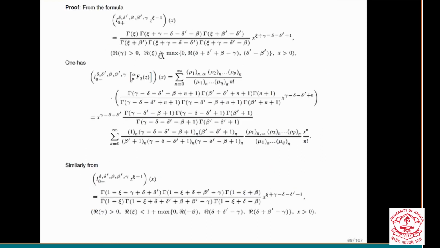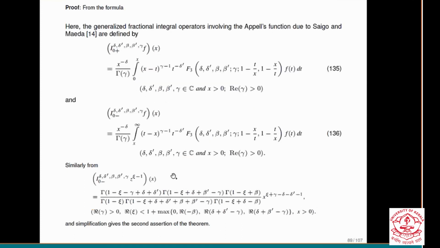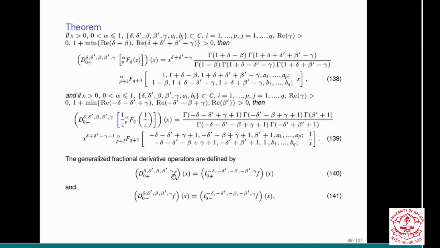So using this formula, finally we obtained our result. This is the proof of the theorem. And similarly, for the second result, we also got this one. Next one is this, equation 138.